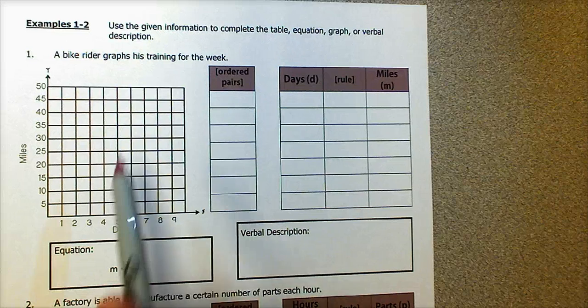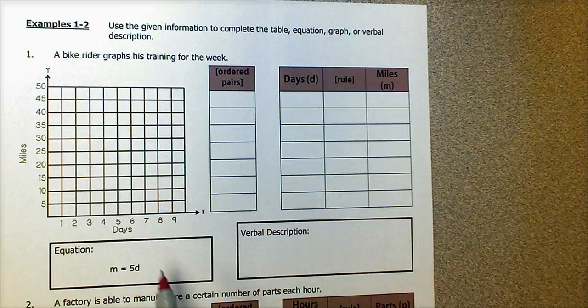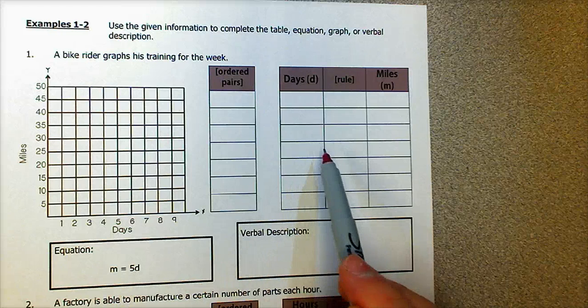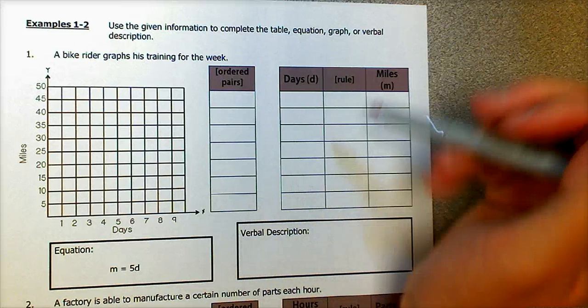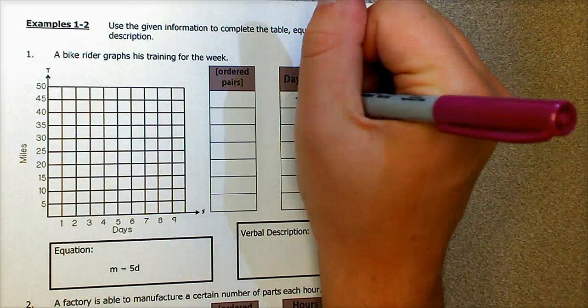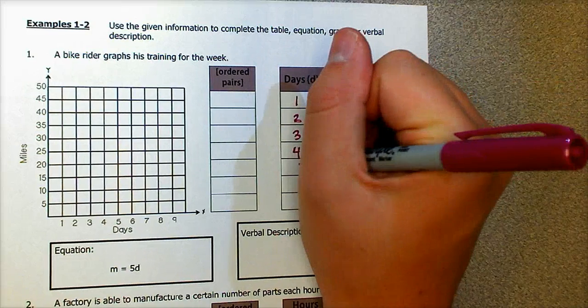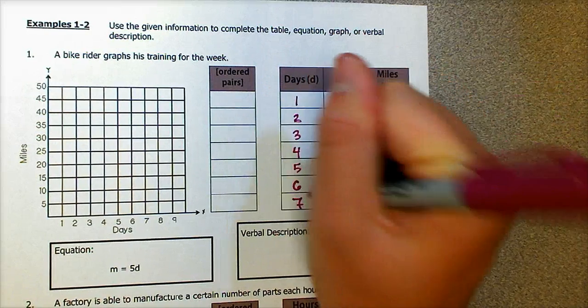It says a bike rider graphs his training for the week. So we know that d is the number of days and m is the number of miles. We're going to start out with our ratio table, and we're going to start by filling in these numbers of days down here below. So 1 day, 2 days, 3 days, etc. And we can go all the way through 7 days on this table.